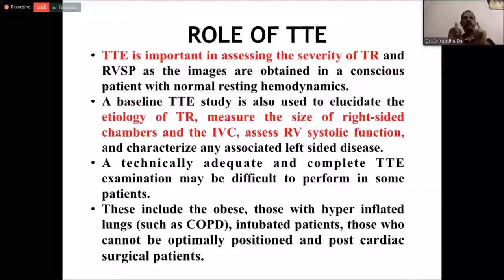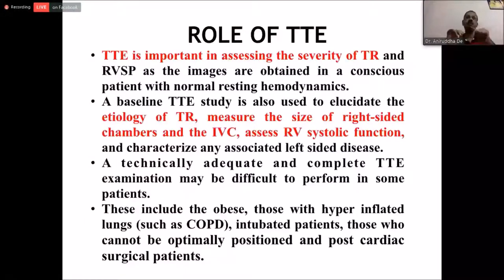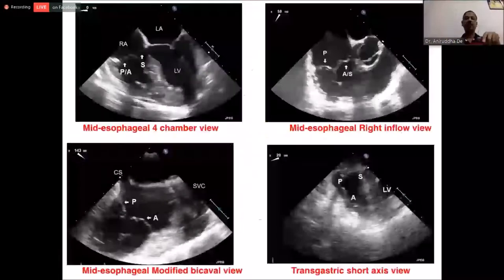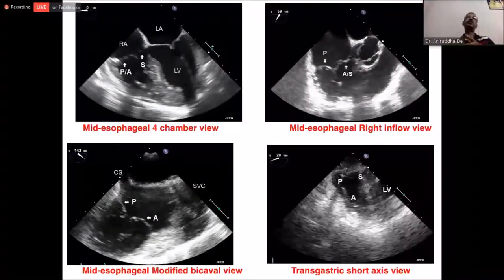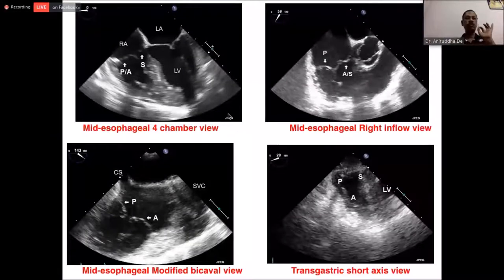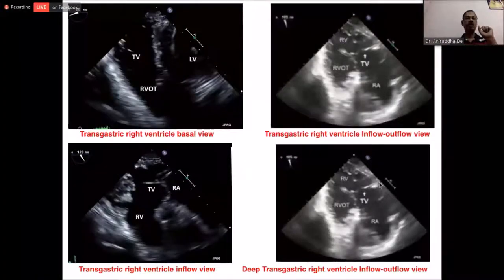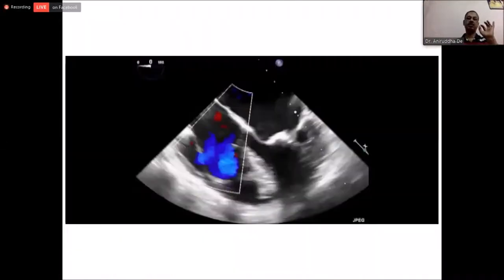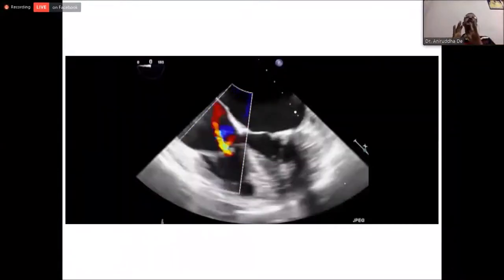A technically adequate and complete TTE examination may be difficult to perform in some patients, as we know in COPD, intubation, and the post-cardiac surgery patient. Those are the patients in whom we have to resort to the transesophageal view. There are four important views at the mid-esophageal level: the mid-esophageal four-chamber view, the mid-esophageal right inflow view, the mid-esophageal modified bicaval view, where you get the anterior and posterior leaflets, or the transgastric right basal view, or the deep transgastric right ventricular view, to get the proper anatomy of the tricuspid valve. So this is a routine view of the transesophageal echo.